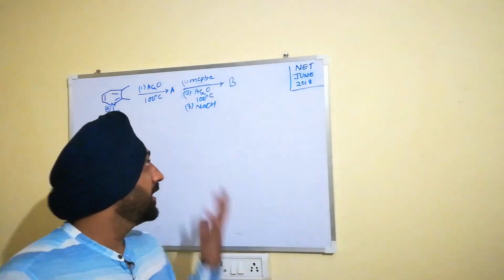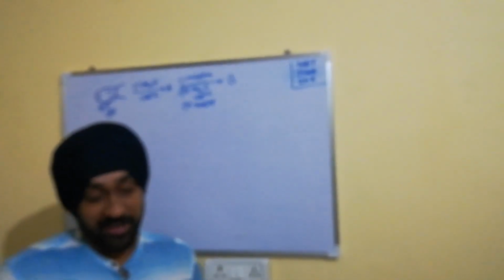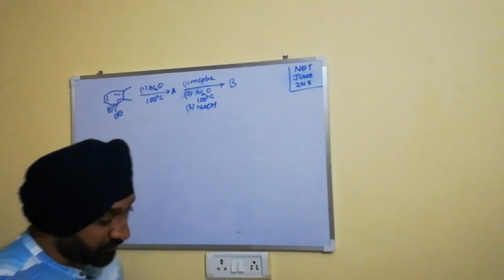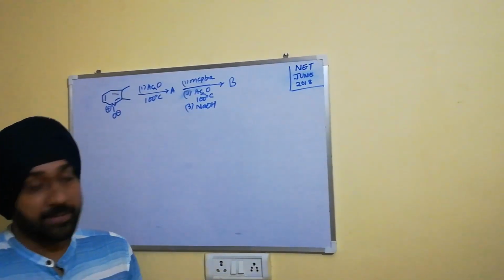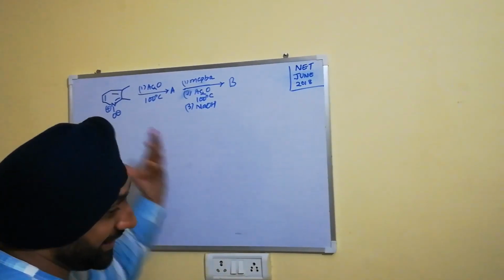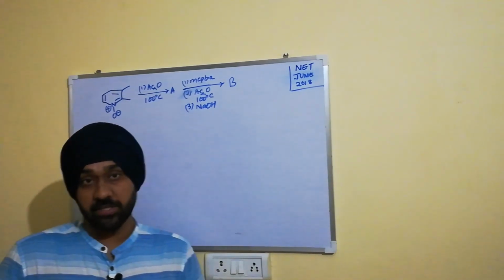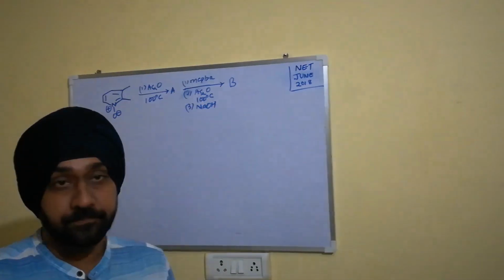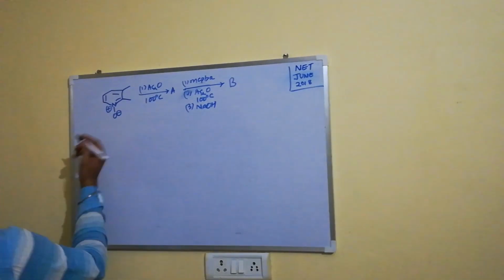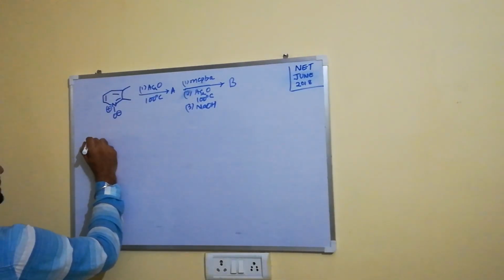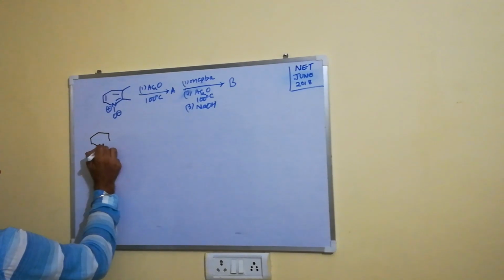Hello everyone. Here's another problem which involves the reaction of pyridinium N-oxides with acetic anhydride to give compound A. And then it undergoes a series of reactions to give compound B. So let's look at what the reacting species are that are involved in this particular reaction.